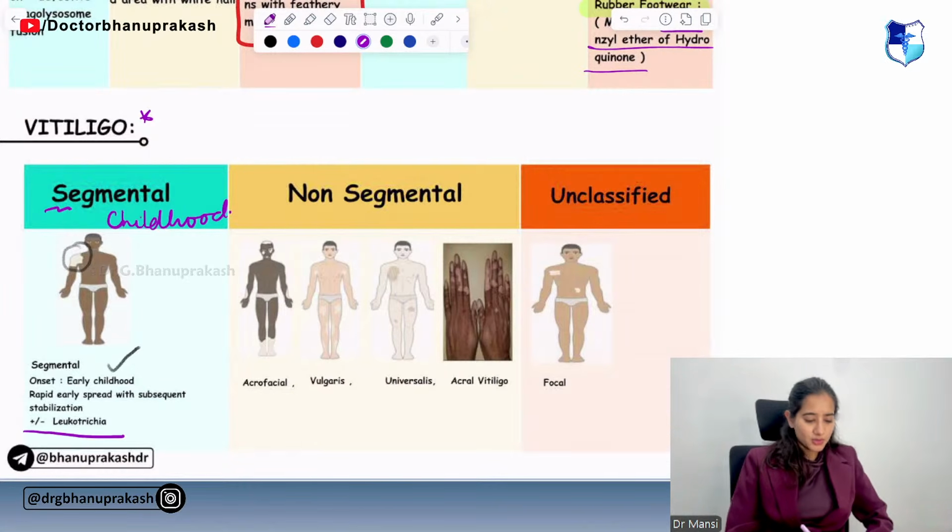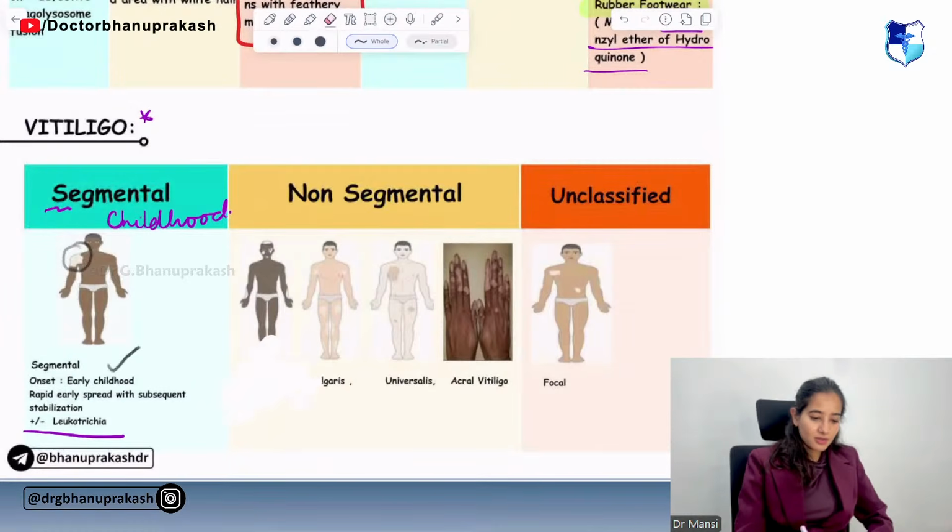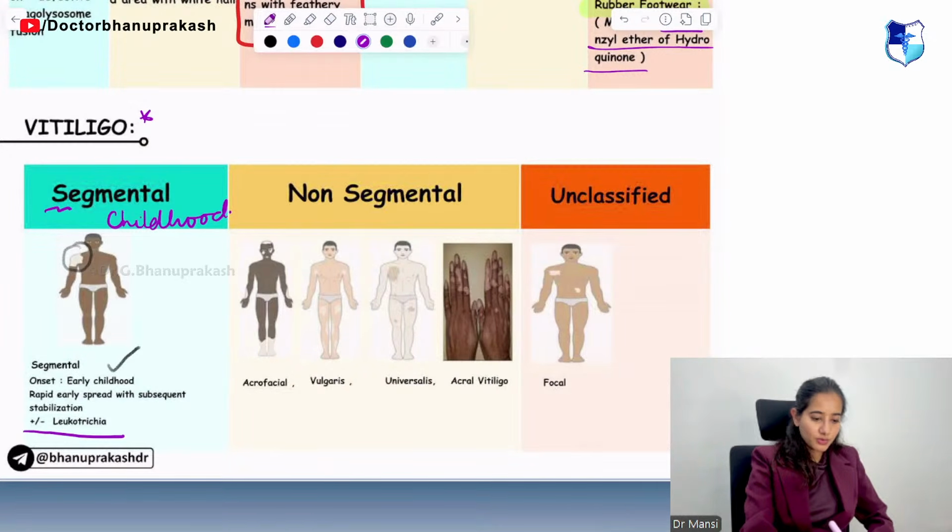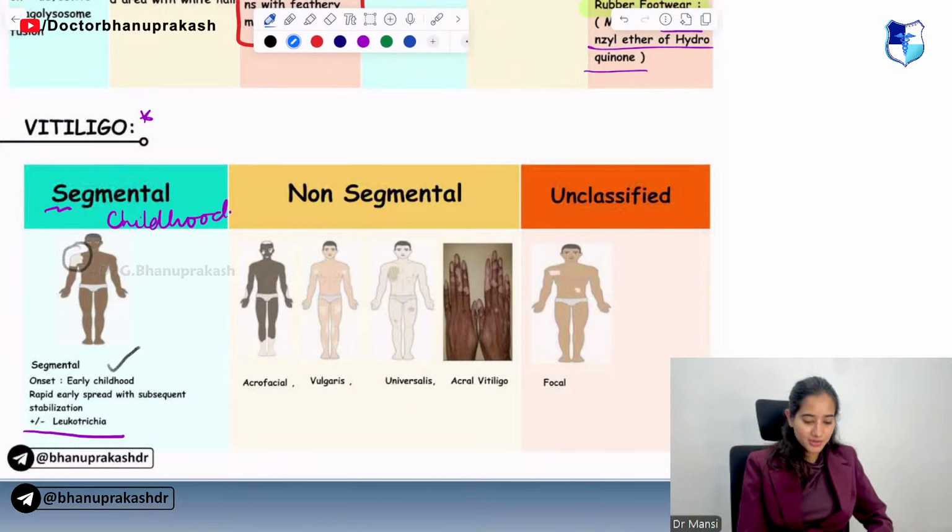White hair, yes. There can be a condition, like in segmental vitiligo, where there can be white hair also, and there cannot be white hair as well. Then we have an acrofacial variant of non-segmental vitiligo. What is the meaning of acro and facial?